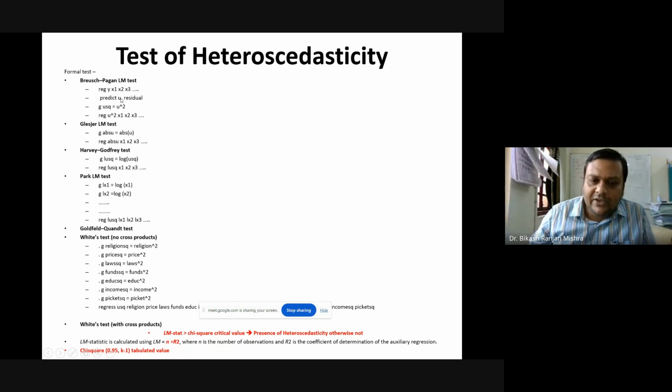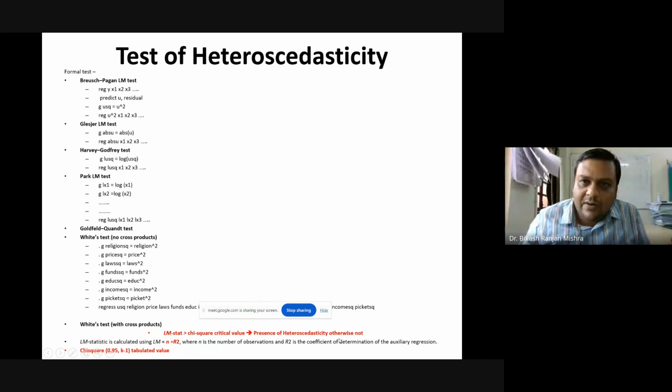Then it will give you the Lagrangian multiplier statistics. The Lagrangian multiplier statistics will be generated with respect to the R square value, because as we know, doing any regression, it will give you an R square figure. Then that R square figure, if you multiply it with the number of observations, will give you the Lagrangian multiplier coefficient. And then that Lagrangian multiplier statistic, if it is found to be statistically significant, then accordingly there will be a presence of heteroscedasticity problem. Otherwise, there is not. So this is one way.